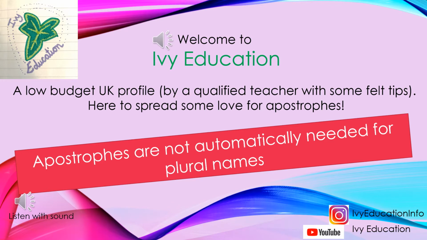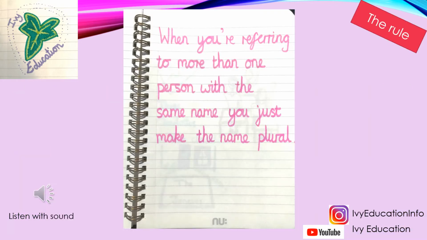This is a low budget UK profile by a qualified teacher with some felt tip pens, and I am here to spread some love for apostrophes. Today we are looking at the use of plural names and understanding that apostrophes are not automatically needed. So here's the rule. When you're referring to more than one person with the same name, you just make the name plural.